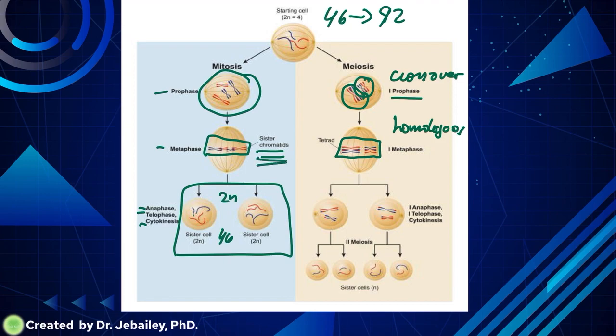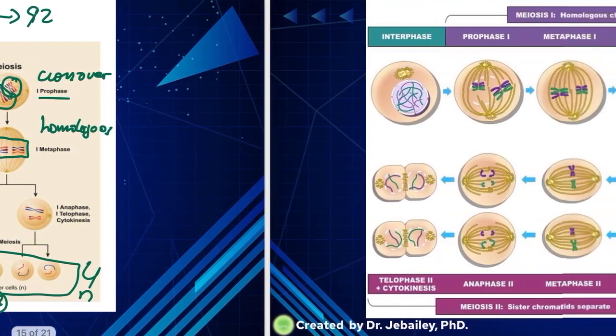And then they go through the process of separation, and at the end of the whole meiosis, you're going to have 4 cells, but they're going to be N, which means each one of them is just going to have 23. So meiosis is about the reduction of the chromosomes. You're going from 46 to 23.